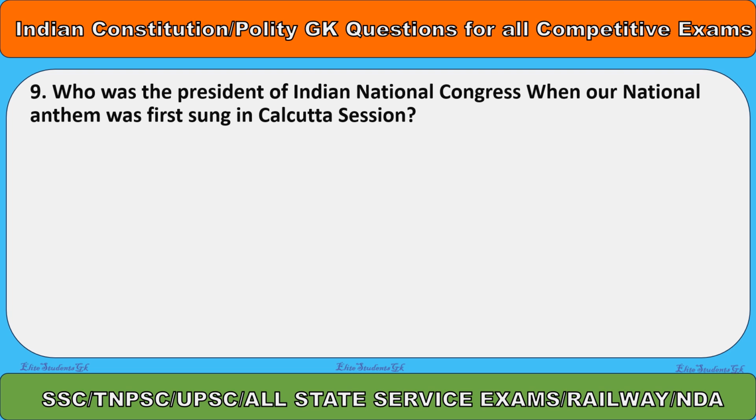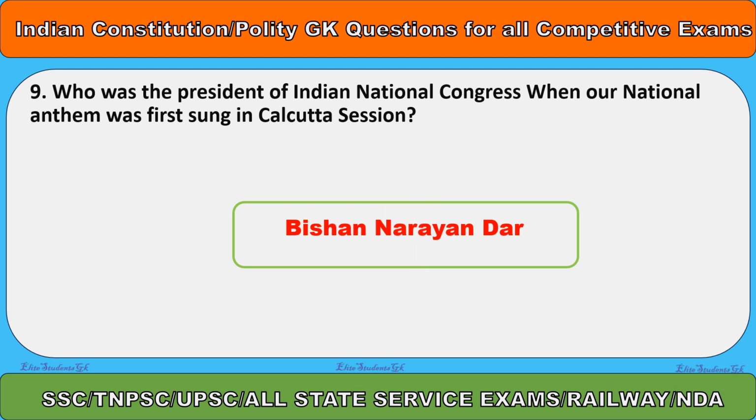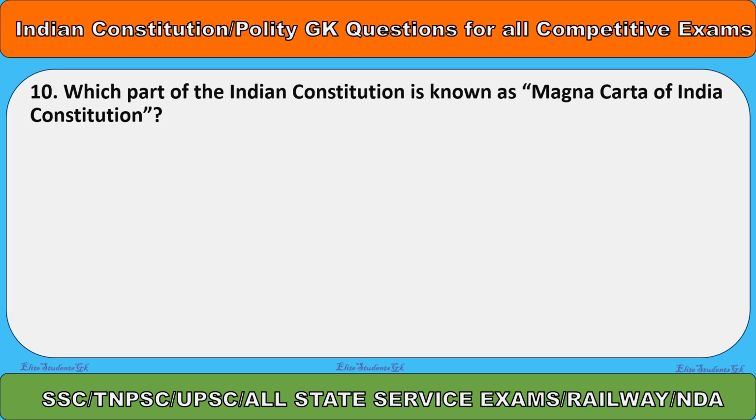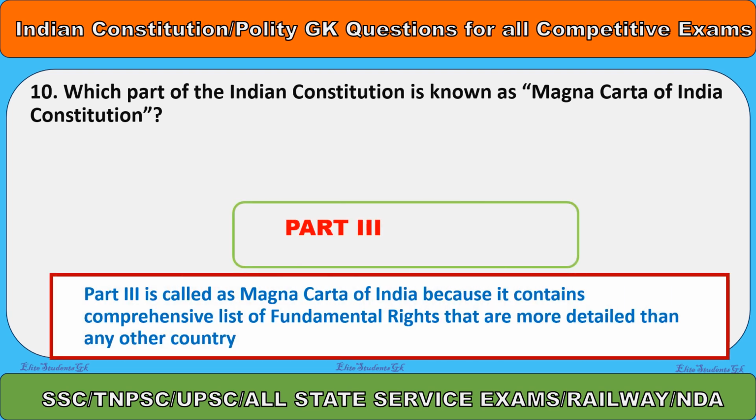Who was the president of the Indian National Congress when our national anthem was first sung at the Calcutta session? Bishan Narayan Dar. The national anthem was first sung on 27th December 1911 during the Calcutta session of the Indian National Congress. Which part of the Indian Constitution is known as the Magna Carta of the Indian Constitution? Part 3. Part 3 is called the Magna Carta of India because it contains a comprehensive list of fundamental rights that are more detailed than any other country in the world.